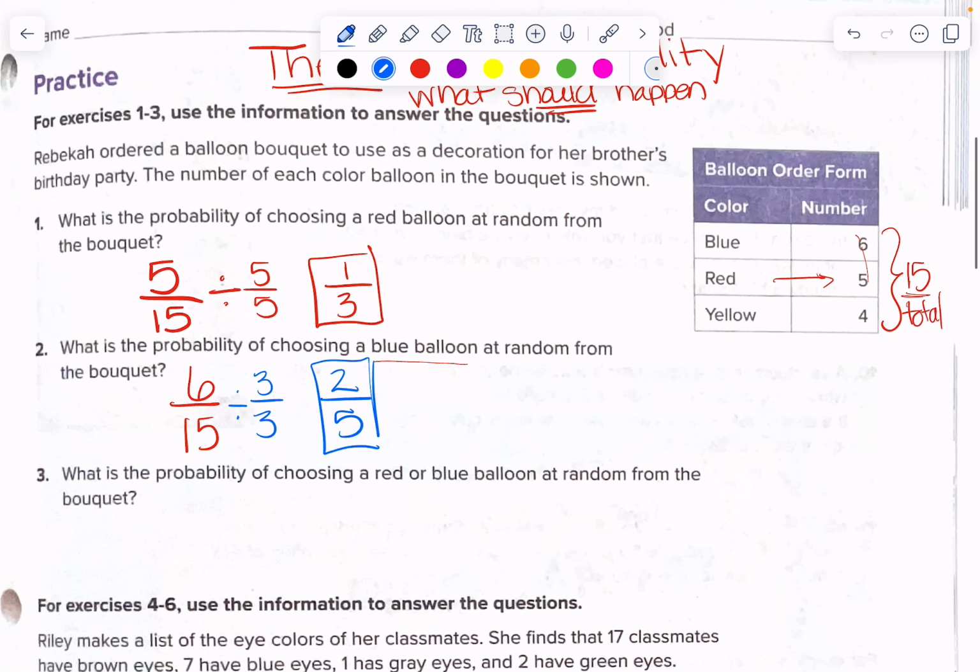And what's the probability of choosing a red or blue balloon at random from the bouquet? When we see this word or, red or blue, I'm actually going to be adding up those favorable outcomes. So I have 6 opportunities to get a blue balloon and 5 opportunities to get a red balloon. So this would be 11 out of 15.